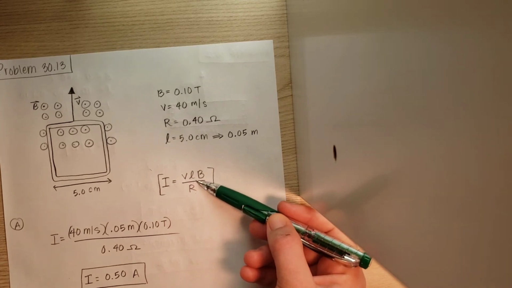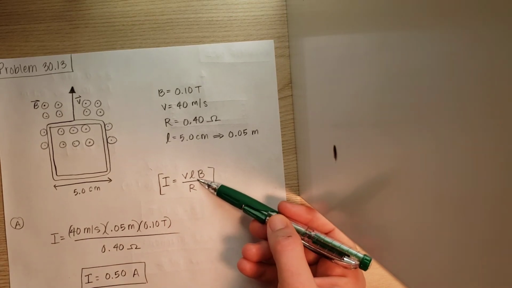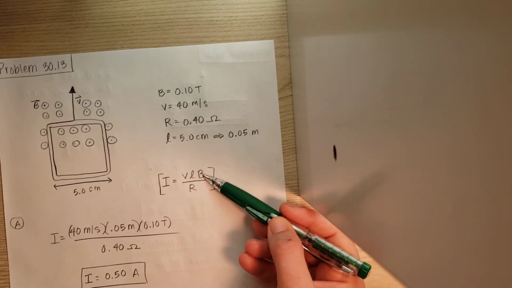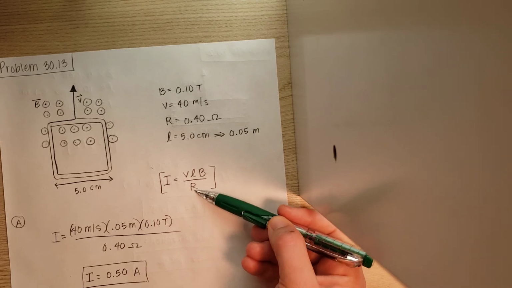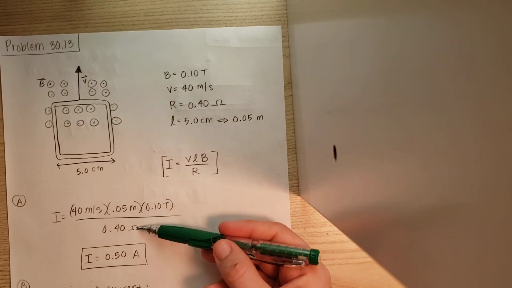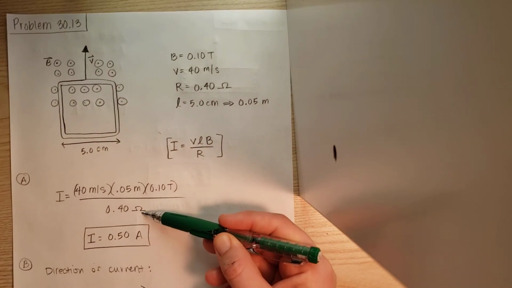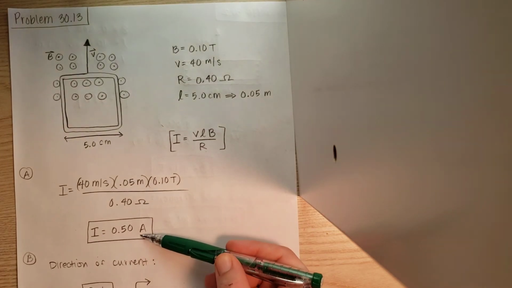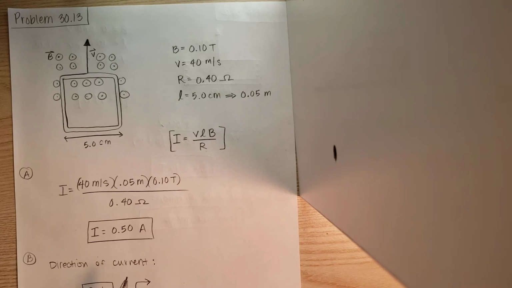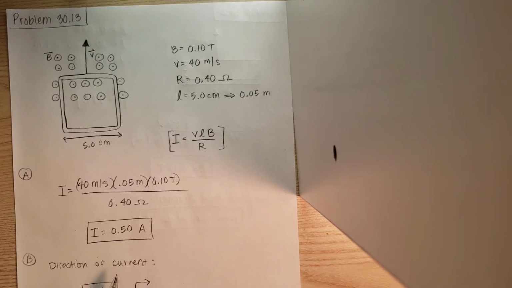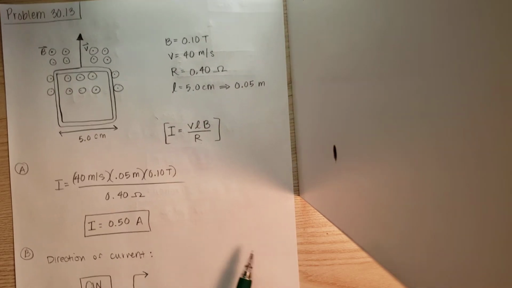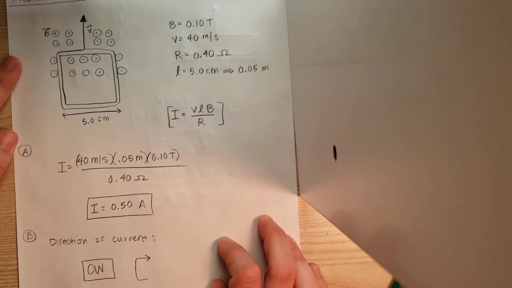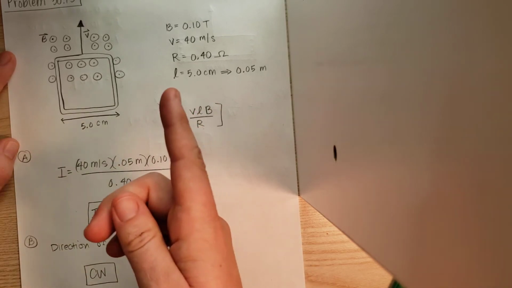So we just plug that in as the potential difference, in other words, the motional EMF, and divide that by the resistance. So we have all those values, we just plug them in, and we get our current equal to 0.5 amps. And then for part B, they want us to figure out the direction of the current in the loop.